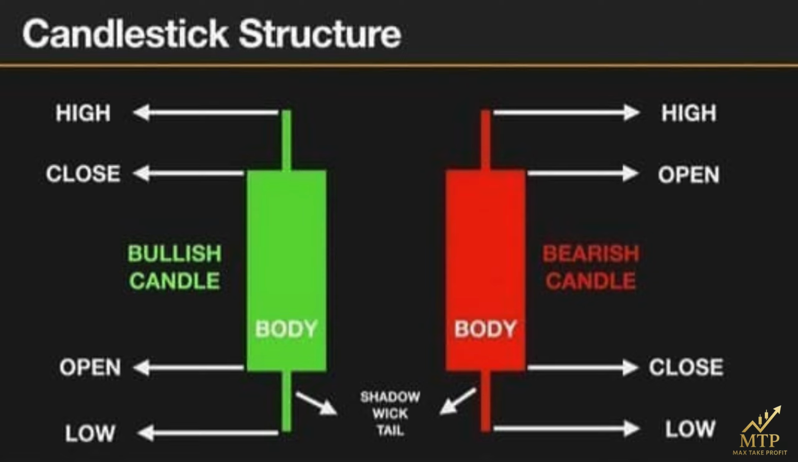The upper wick shows how high the price went before pulling back. The lower wick shows how low the price dropped before bouncing back. Together, they reveal the market's volatility and rejection zones, where buyers or sellers pushed too far, and the other side reacted.